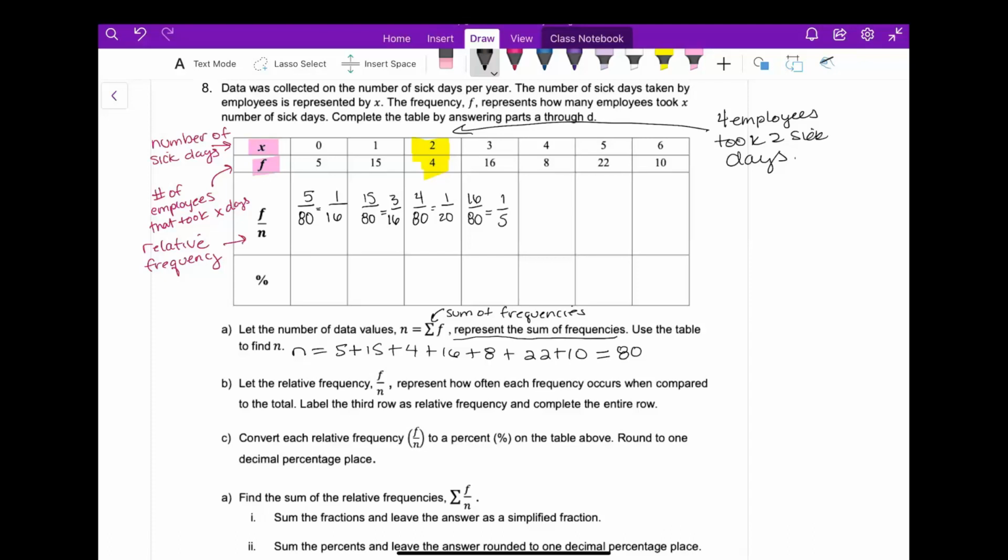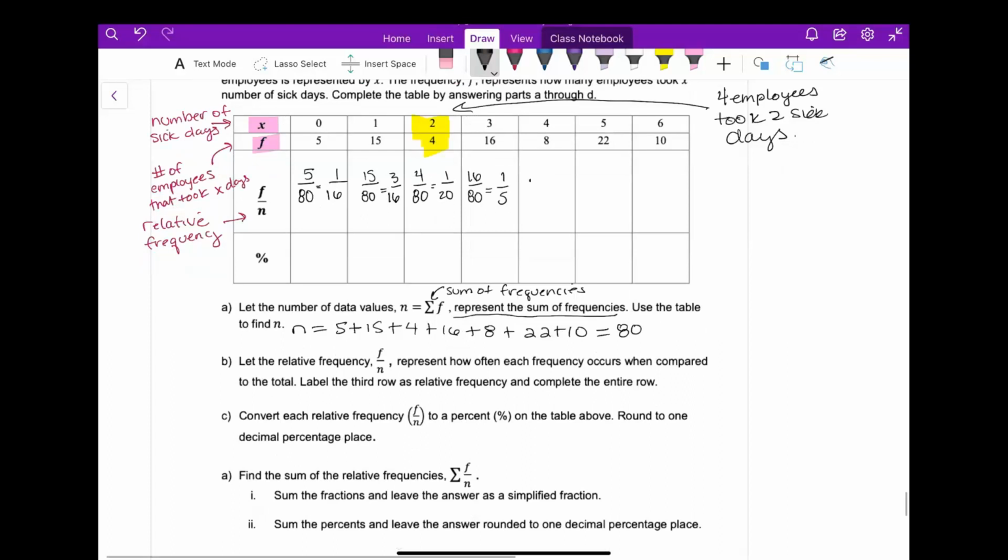Use your calculator, use any means you have available. 8 over 80, we end up with 1/10. 22 over 80, let's divide by 2. They're both even. It's going to be 11 over 40. 11 is a prime number, so that's as low as we get, simplified as we get, and 10 over 80, this is going to be 1/8. Yay, we completed all of our row.